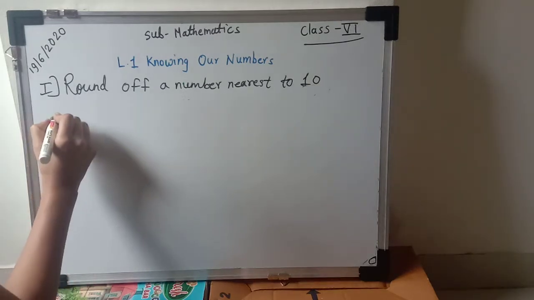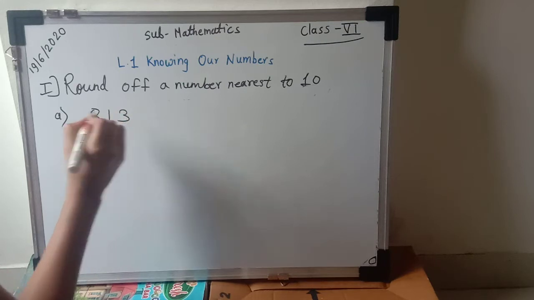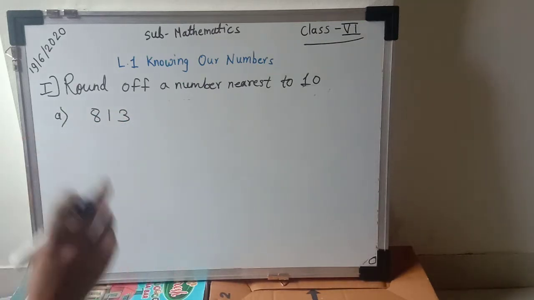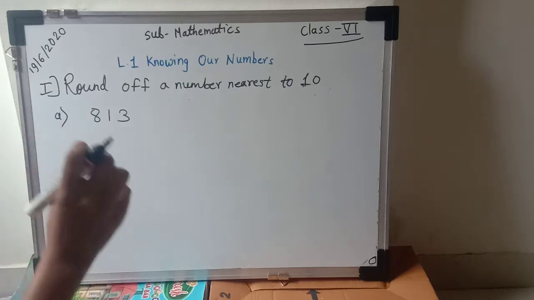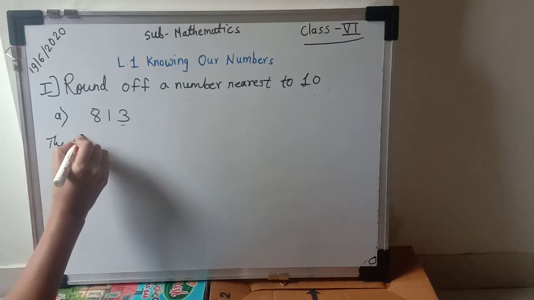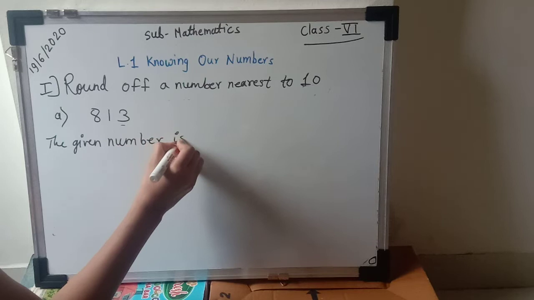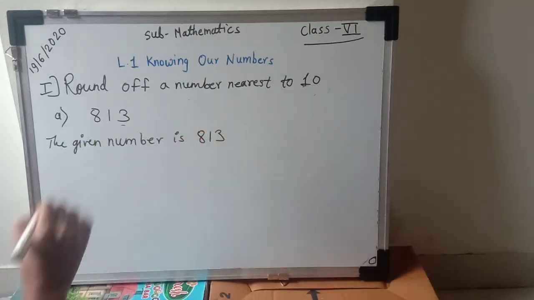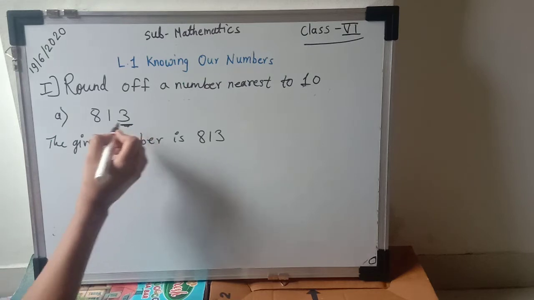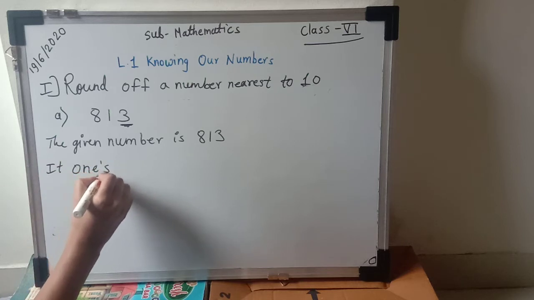Now here, the first example I will take is 813. In the first step, what they have said is that we have to see the ones digit of the given number. Our given number is 813. After that we have to see the ones digit.